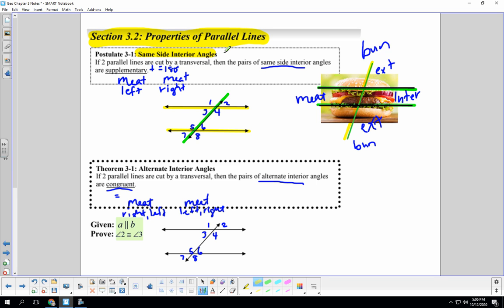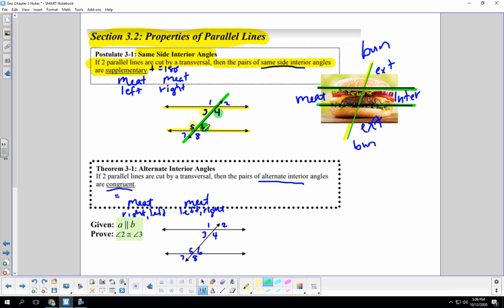Same side interior angles. If two parallel lines are cut by a transversal, so we got our little scenario, then the pairs of same side interior angles are supplementary. So I think of it, if you're in the meat and you're on the left, like 3 and 5, or if you're in the meat and you're on the right, like 4 and 6, then you are same side interior angles.